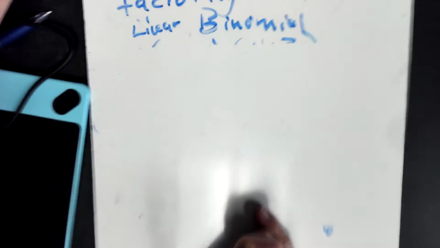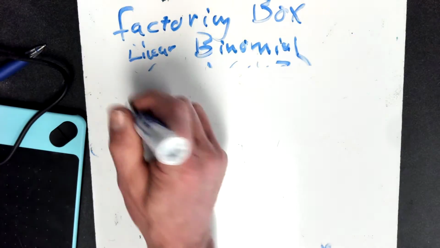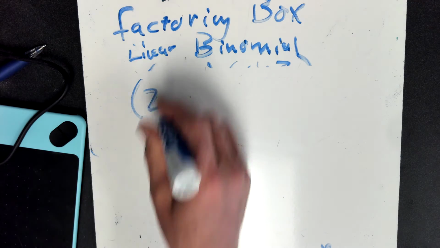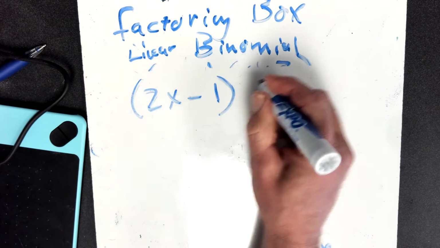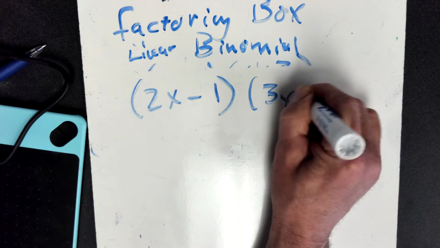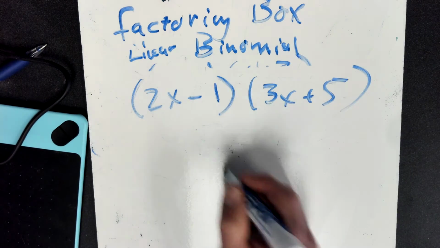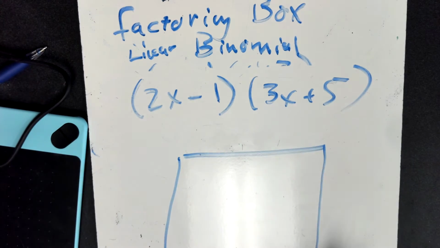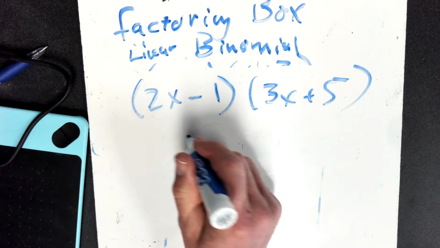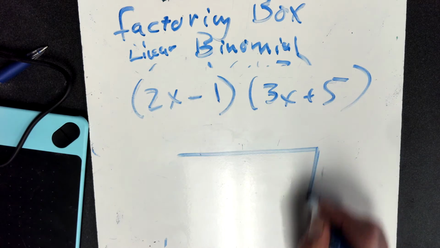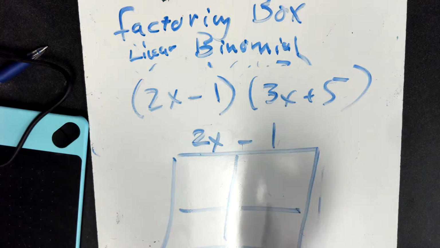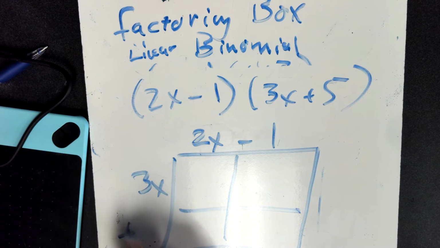But here's another one that might be a little bit more complicated. So once again, I have my box, right? So this will be 2x minus 1, and it doesn't matter which one goes where.